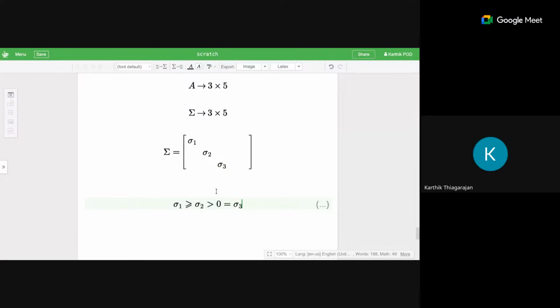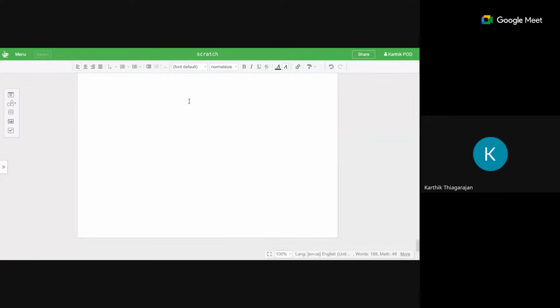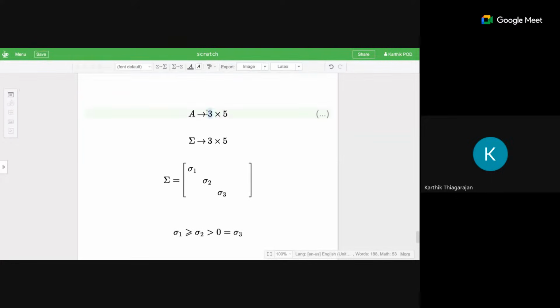So this is one example. Now, let's take another example, 5 cross 3. In this case, sigma will become 5 cross 3. So how many sigmas will be there on the diagonal?